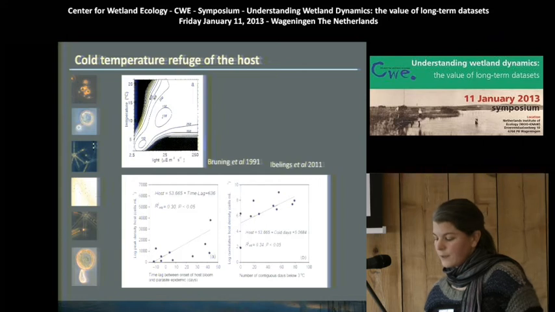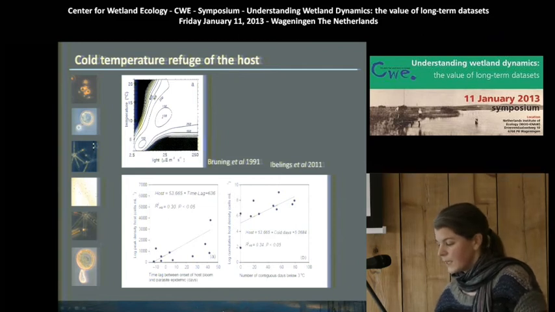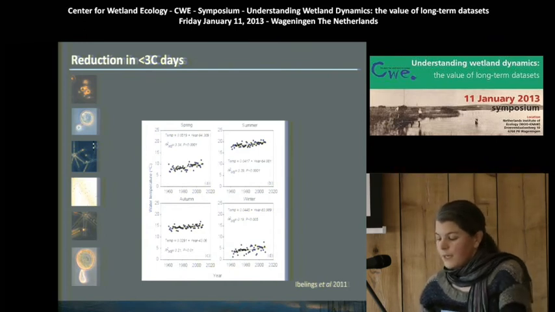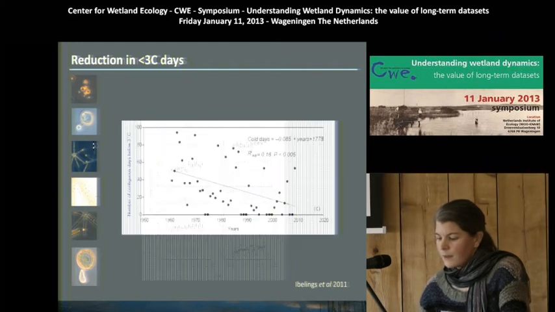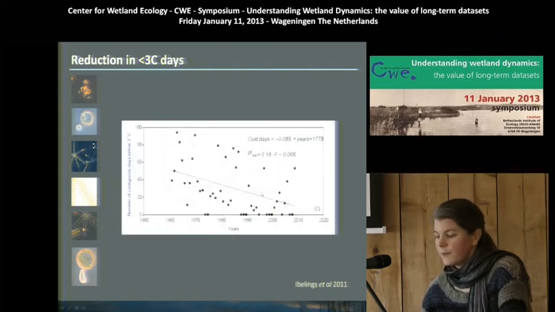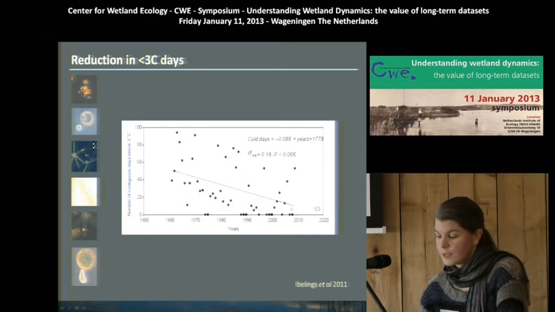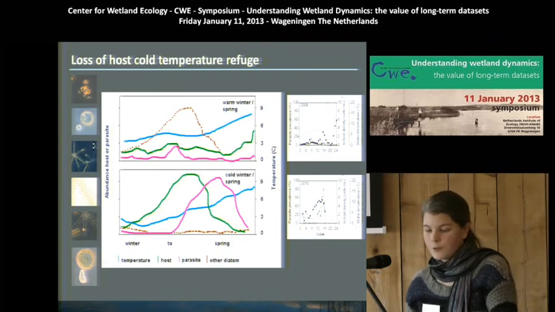And this is also then linked to the number of days that are colder than 3 degrees in the system. So the more days you have that are colder than 3 degrees, the higher is the cumulative host density. And combined with that, we do see a spring warming and a winter warming over the last 50 years, and a decrease in contiguous cold days below 3 degrees in the system. We see that there is a loss of the cold disease-free growth refugia for the host.